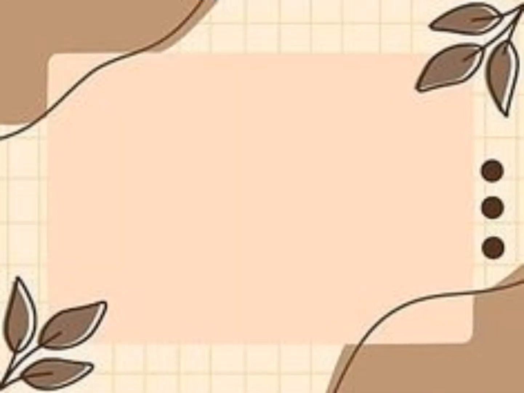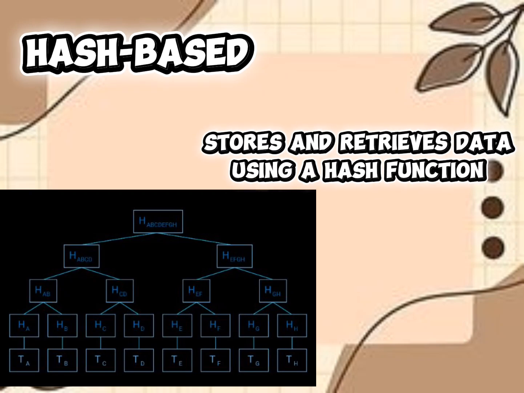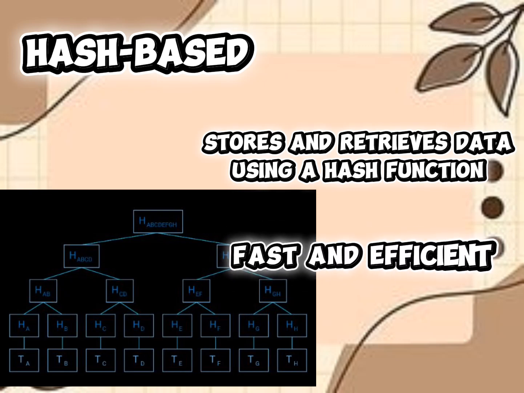The last is hash table. A hash table stores data using key value pairs. It allows fast searching, insertion, and deletion of data. It is commonly used in databases and applications.